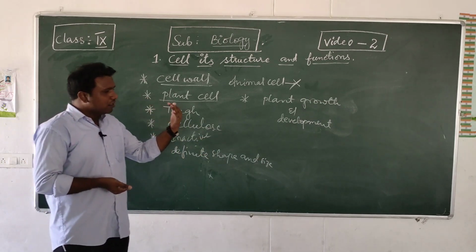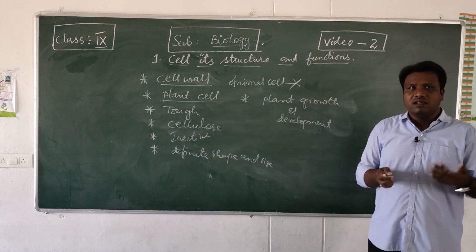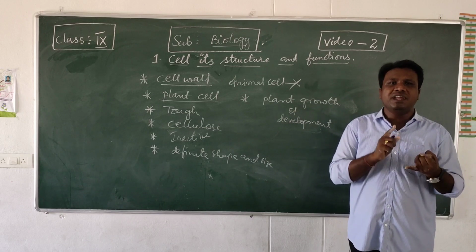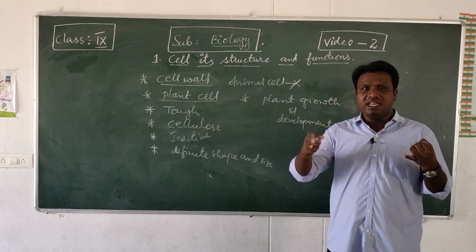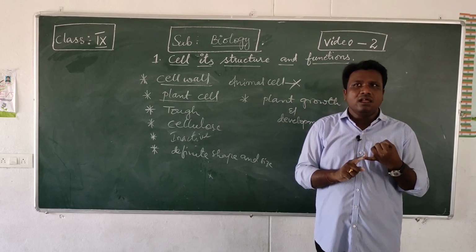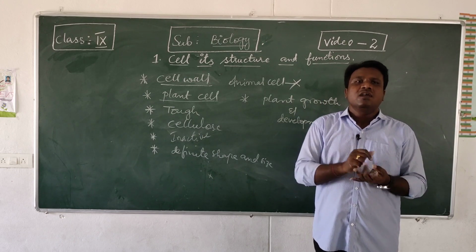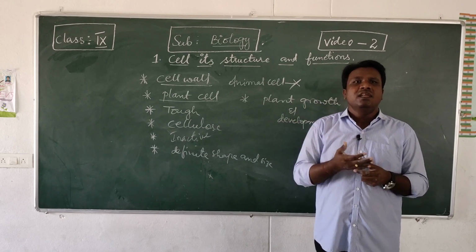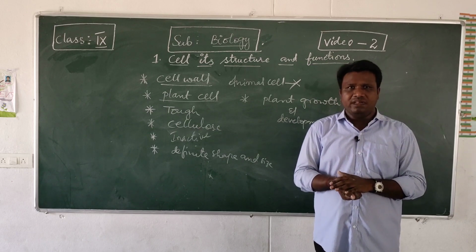Now let us recall what we have discussed in the second video. We have seen about the cell membrane and the cell wall. What is a cell membrane? It is a layer present around a cell. It is flexible in nature. The next property is that it gives a definite shape and size to the cell. It is also called a plasma membrane.